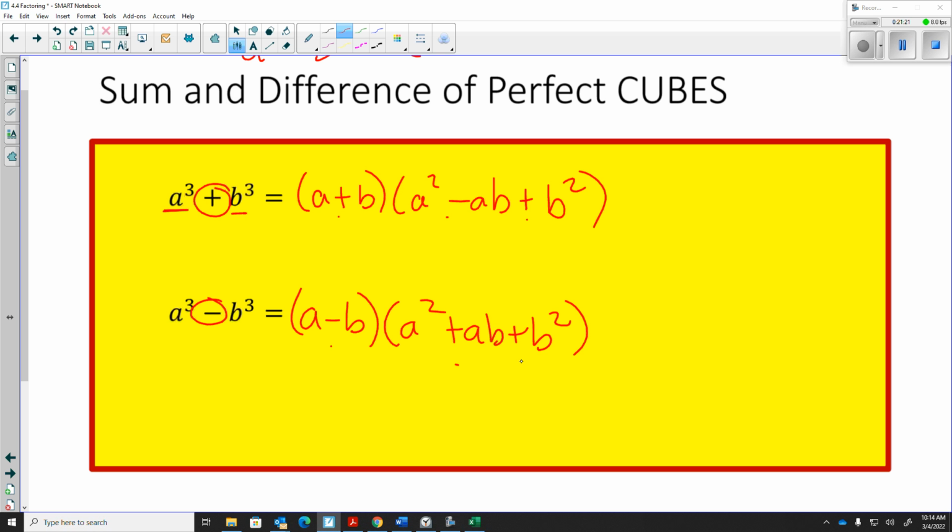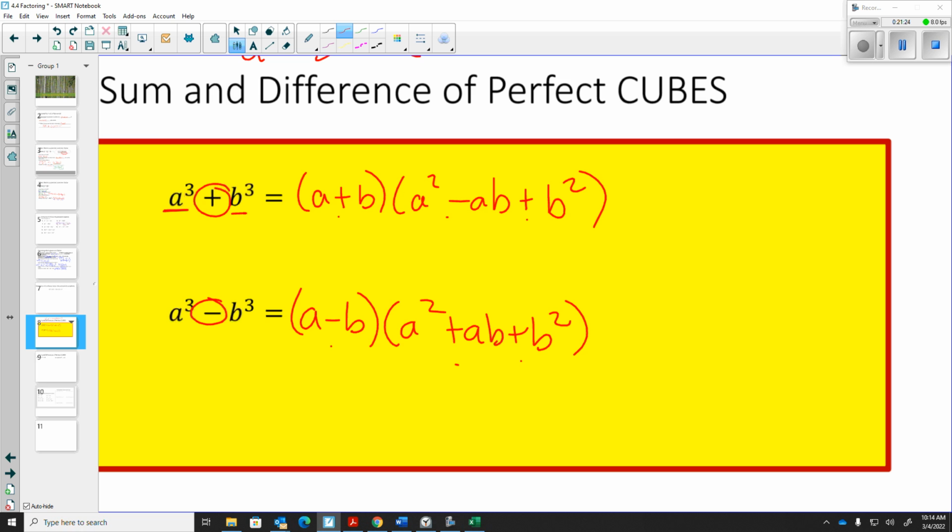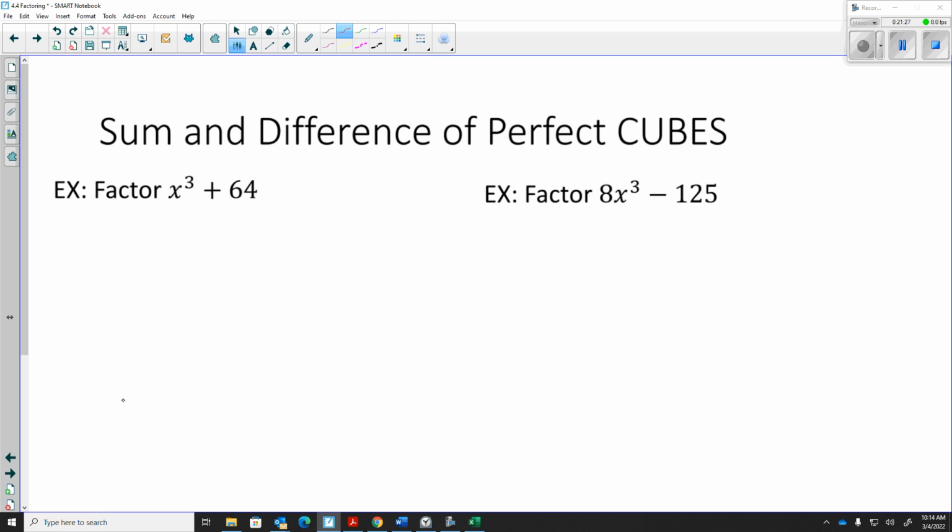I'll do one quick example of that, and then I'll turn you loose. So let's say, let's do this one. It is a difference, and I'm looking for cubes now. So not square roots, but cube roots. What's the cube root of 8? Something that if you multiply it by itself 3 times, you get 8. 2. And what's the cube root of 125? 5.